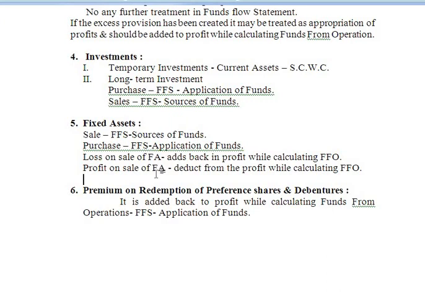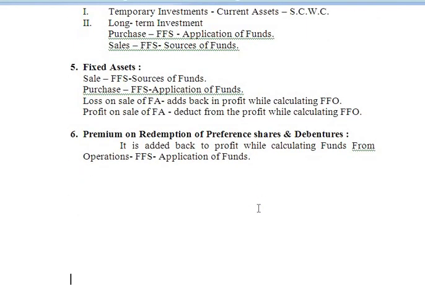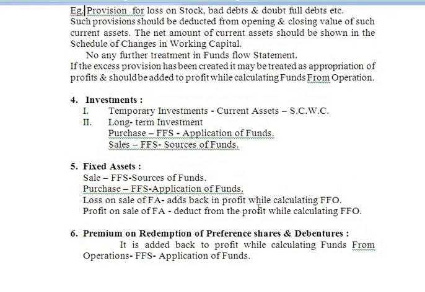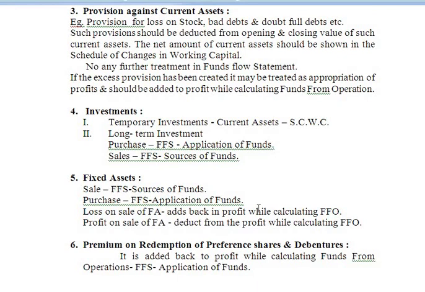And the next one is premium on redemption of preference shares and debentures. If there is a premium on redemption of preference shares and debentures, then it is added back to the profit while calculating funds from operations. And the same will appear in the funds flow statement under the application of funds. So these are the general rules or the treatment of various items in the preparation of funds flow statement.